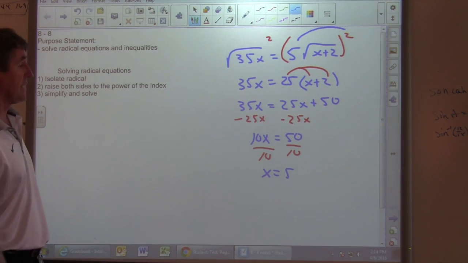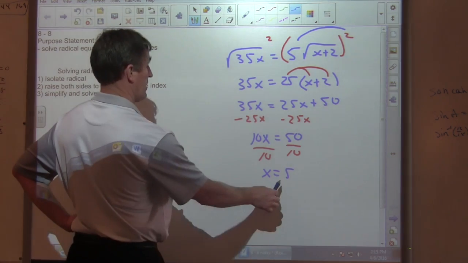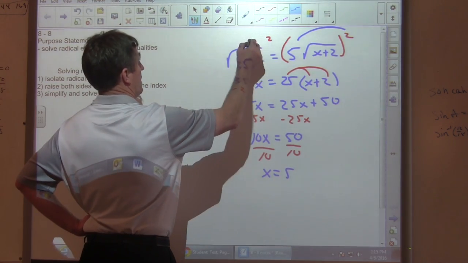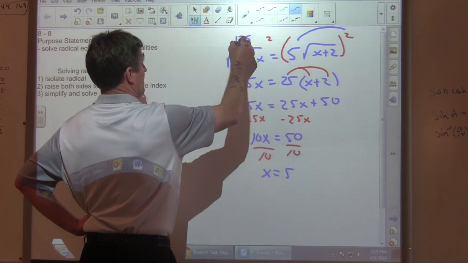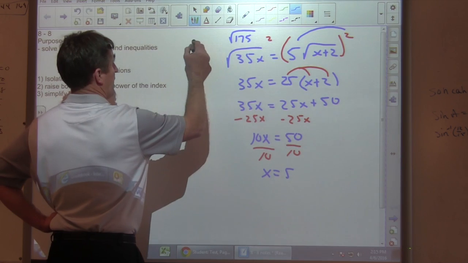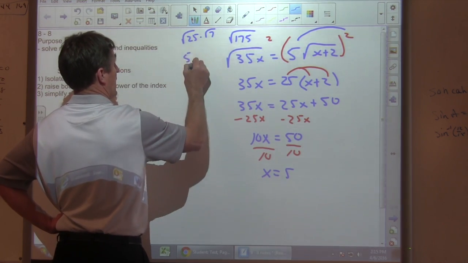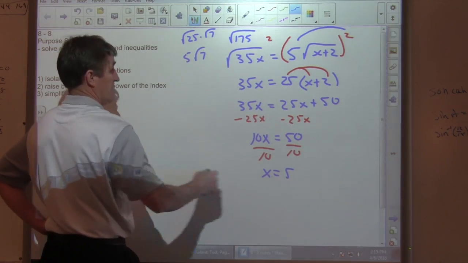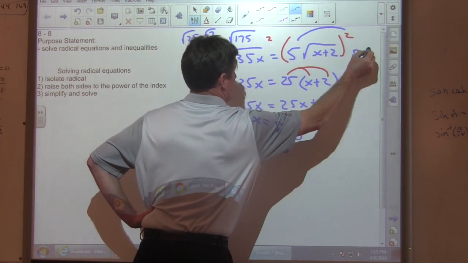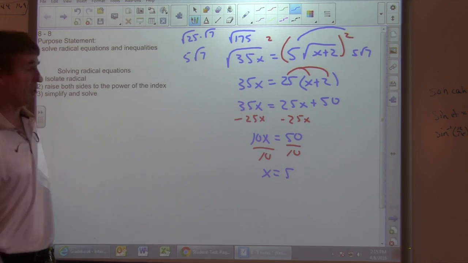Again, you could plug it in and check. Let's see a second. If I plug in 5, that's going to be 35 times 5. That would be 175. That breaks into 25 times 7. And so we get 5 square root of 7. If we plug in 5 here, 5 plus 2 is 7, and we get 5 square root of 7 on that side. So it does check. A little bit more of a complicated check on that one.